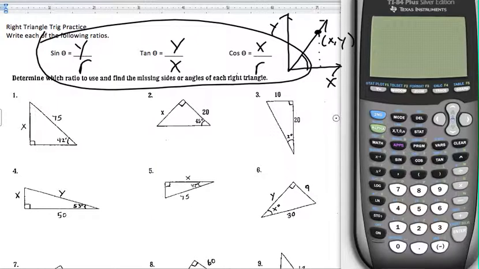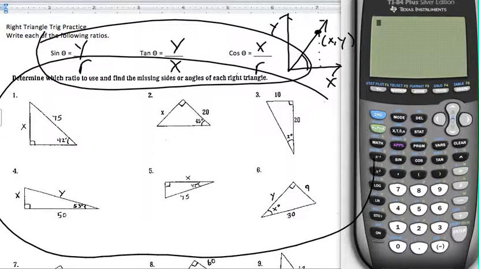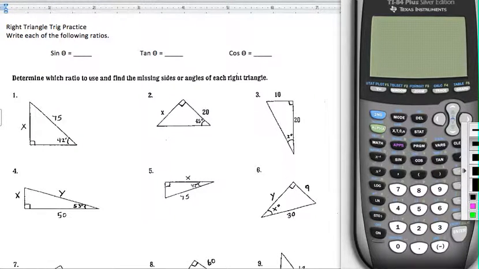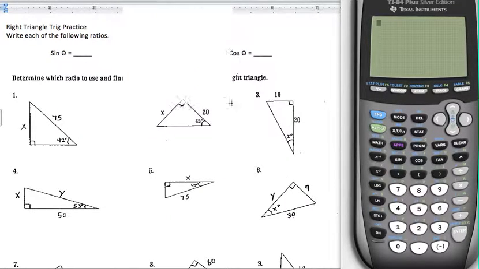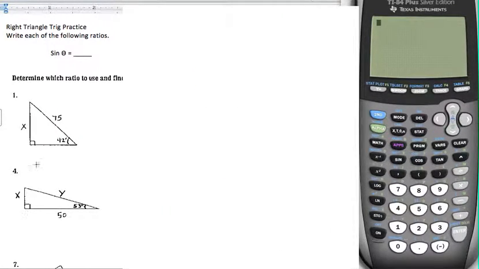All right. Next thing we're going to do is just knock out these 6, and we're going to do them one at a time. Each time we do a problem, I'm going to clear the screen and create some workspace. So I'm going to make some workspace to do question 1. The instructions say determine which ratio to use and then find the missing values. So it's worth it to label.